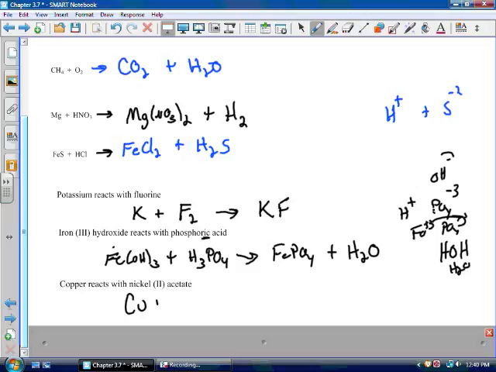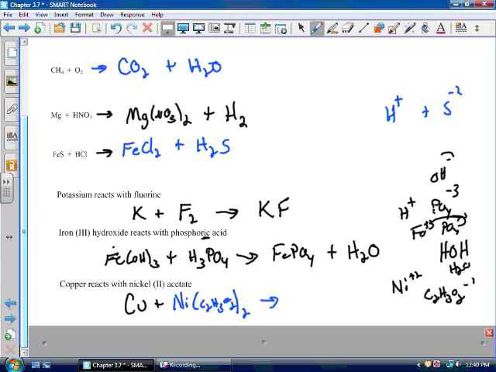Cu, copper, reacts with nickel 2 acetate. Well, nickel 2 is Ni, that's +2. Acetate is C2H3O2, that's -1 from your polyatomic ion list. So that's Ni(C2H3O2)2. And I look at it and I say that is a single replacement.